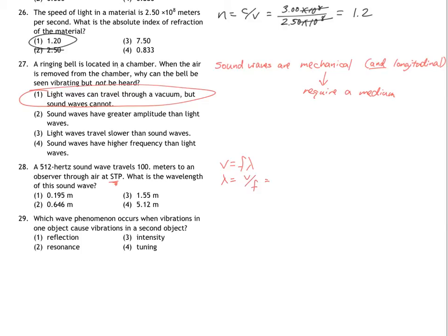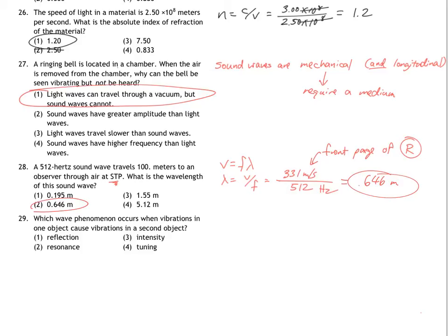And the velocity of sound in air at STP is 331 meters per second. It's on your reference table, by the way, on the front page. And we have to divide that by the frequency of the wave, which in this case was 512 hertz. And after that calculation, I'm getting 0.646 meters as the wavelength of this wave, or choice 2.